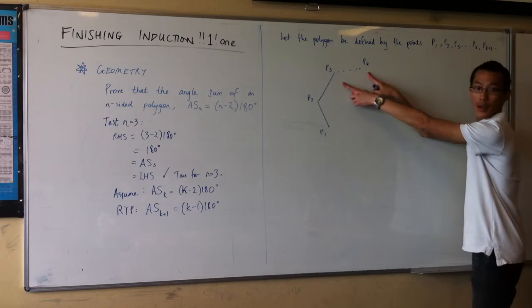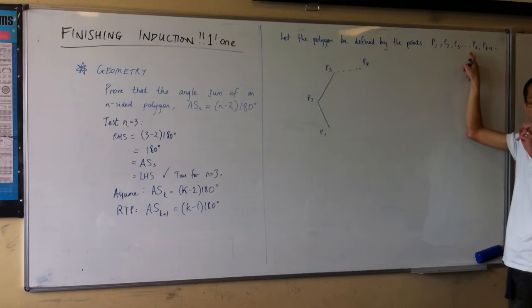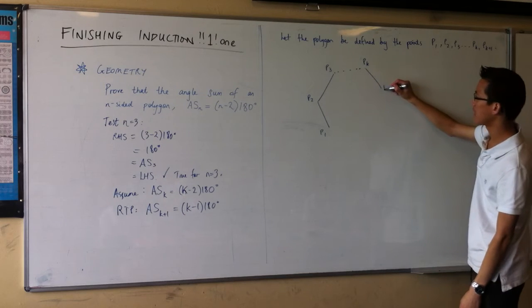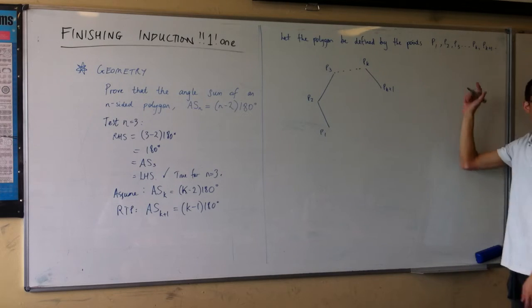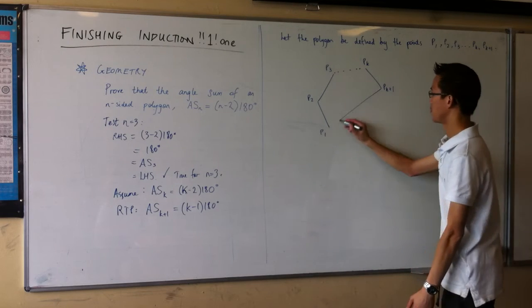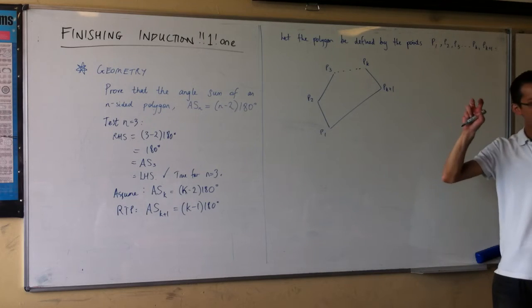Now, I don't know what's in between here, but I do know what happens next, because I'm almost at the end of the shape, right? So I've got point K plus 1 over here, and then by the end, I whip back around and I'm back to the beginning, okay? So there's my polygon, okay?